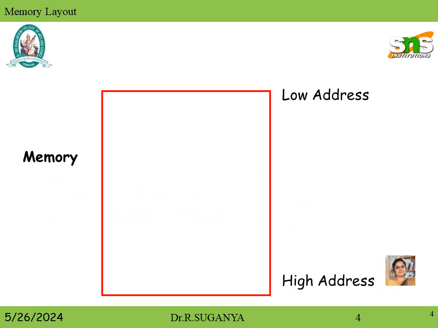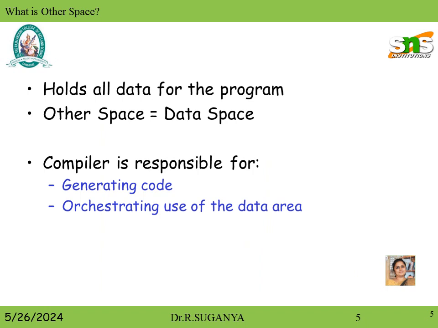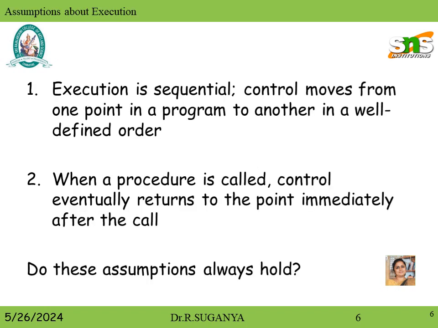Memory layout. Here we can see the memory layout, which has the highest address and the lowest address, and includes code and the other space. What is the other space here? It holds all data for the program. Other space equals data space. The compiler is responsible for generating the code and orchestrating use of the data here.